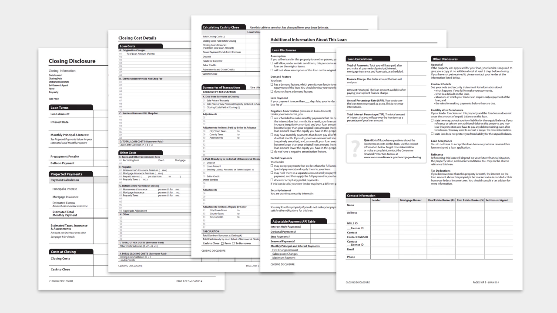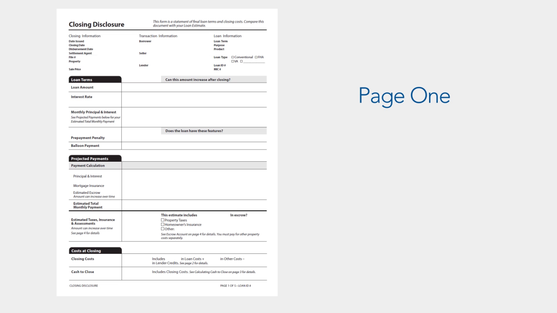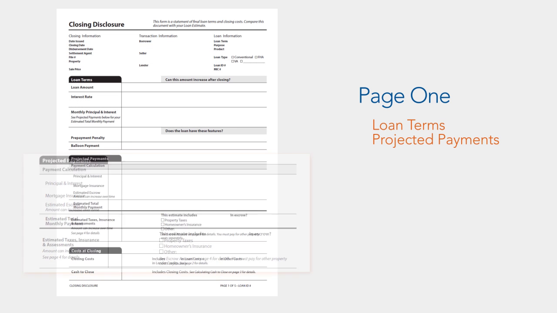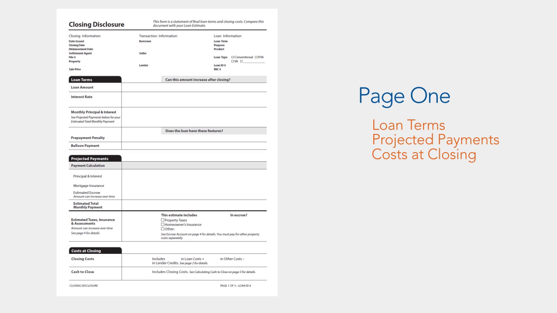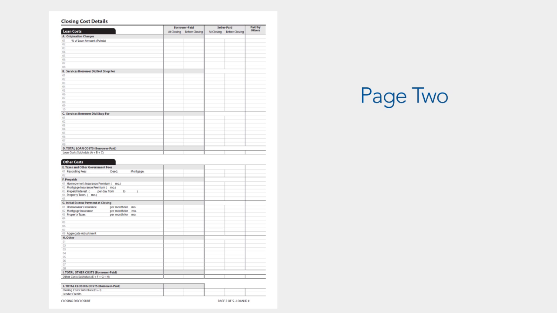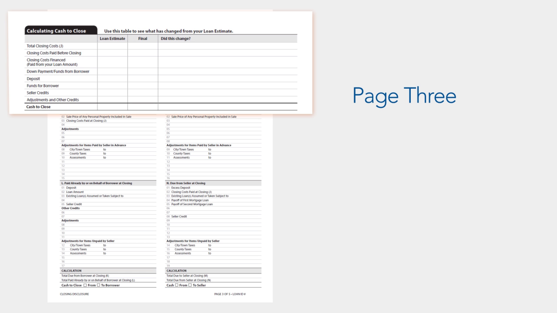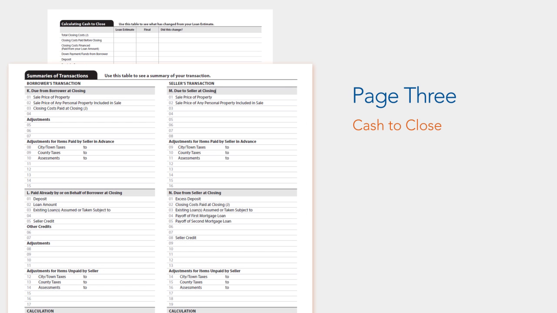The closing disclosure is a 5-page form, and it lists the loan terms, payments, and a summary of the closing costs on the first page. On the second page, the closing costs are broken out in detail and identify who, and when, if paid before closing, is paying for the charges. The third page calculates the cash to close and provides a summary of the transaction that looks similar to the first page of the current HUD-1.